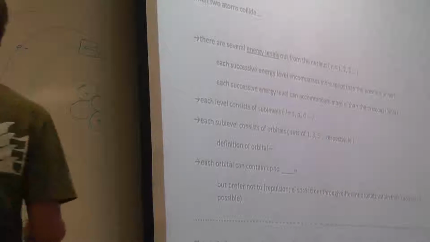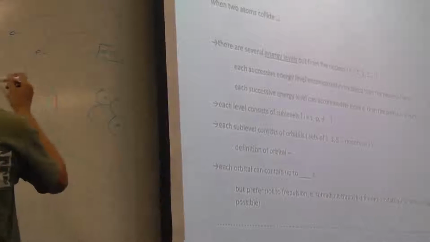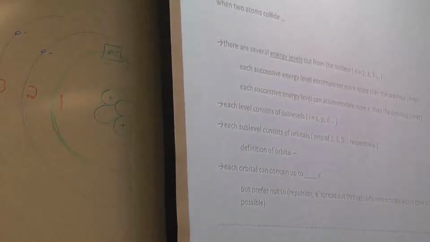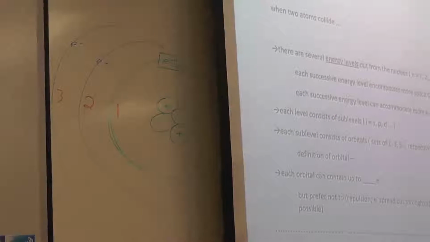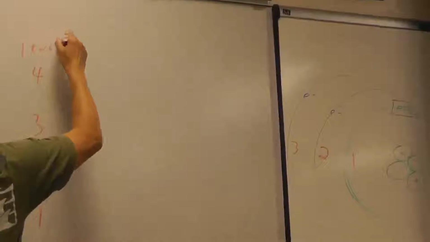And so each of these levels, starting with the one closest to the nucleus, they're numbered counting outward. The one closest to the nucleus is level 1, then 2, 3, 4, etc. That's shown in the diagram at the bottom of the page as energy levels counting upward.